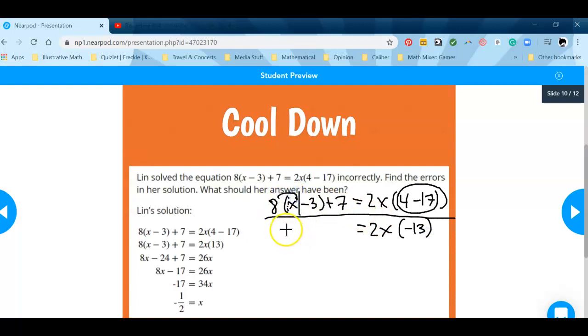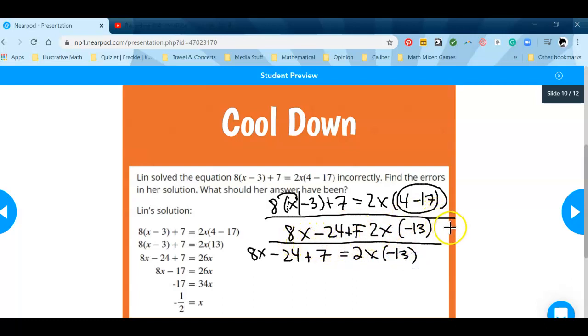Apply our distributive property. Have 8x minus 24 plus 7. So I'm kind of running out of space there to make it a little clearer. So 8x minus 24 plus 7 equals 2x times negative 13. All right, so I've done my C. I've done my distributive property and a sort of kind of distributive property here by combining like terms and then multiplying. So what could I do next here? Well, I think I could do a letter B.